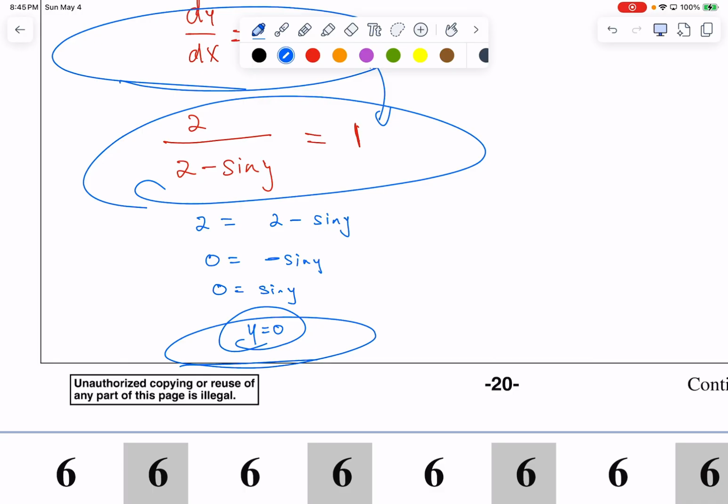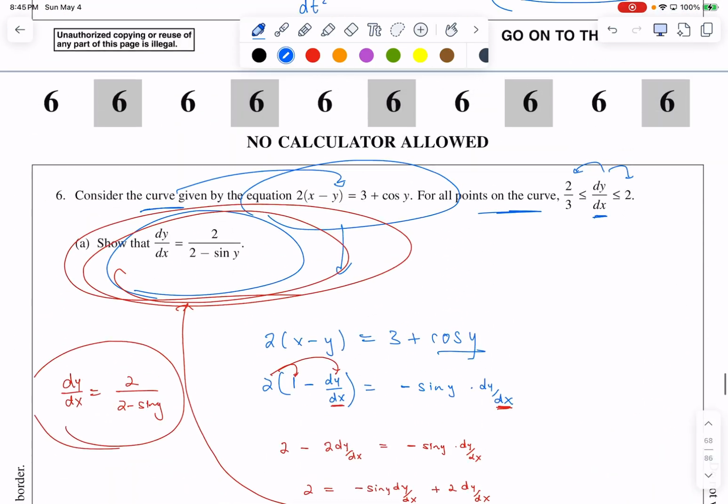Now, oh wait, we've got to finish it because they wanted the whole point. So do we have the y value? We've got to go back. Where do you get the point? You always got to plug into the what? The OG. Do we have the OG? Yes.